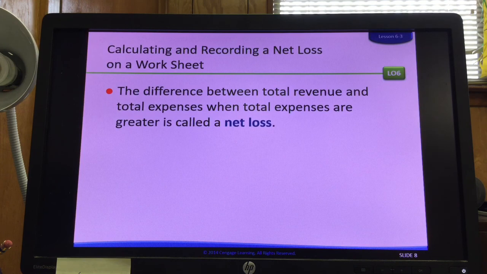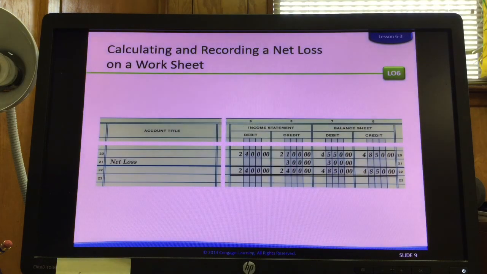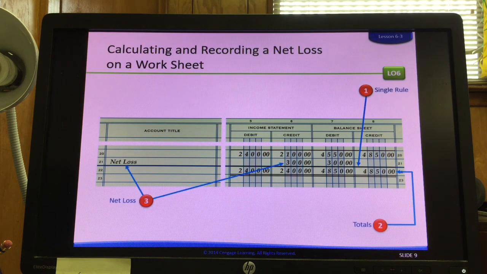So the difference between total revenue and total expenses, when the expenses are greater, is our net loss. That will look like this. So notice that it's on the inside. So it's on the credit of the income statement and the debit of the balance sheet. That's opposite of net income. So you still have the single rule, you still have the totals, and you have the net loss on the inside.